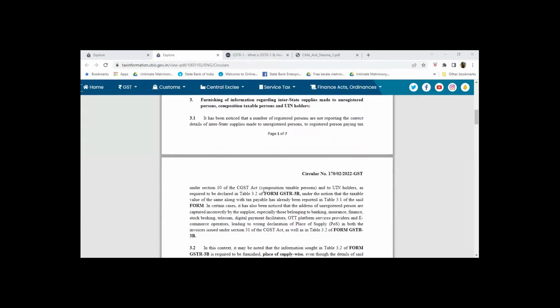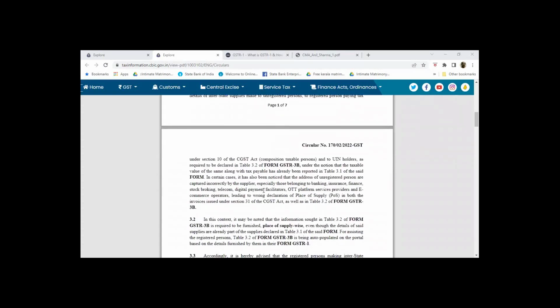This information is only for accounting purposes by the government. Output tax liability will not be increased when we disclose the information in table 3.2 of Form GSTR 3B. The output tax liability is already declared in table 3.1 of Form GSTR 3B. This is for information purpose only.